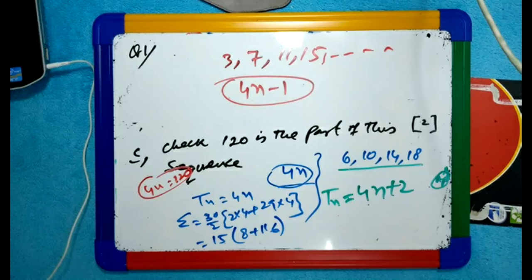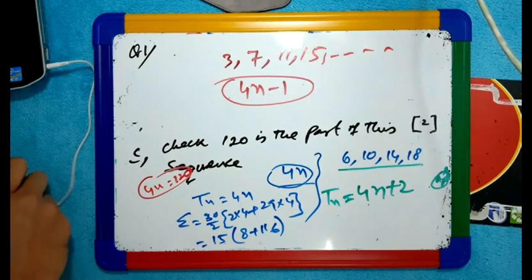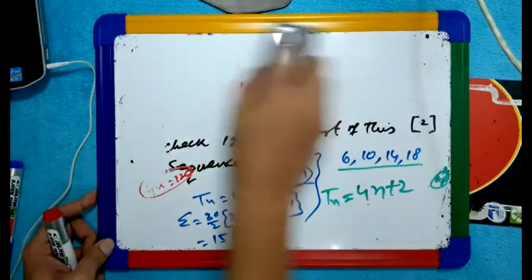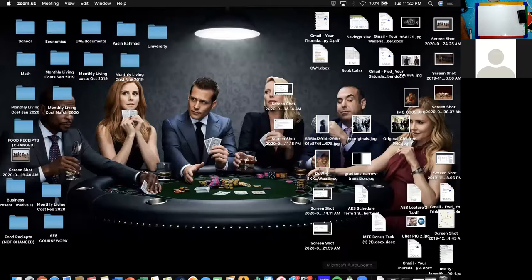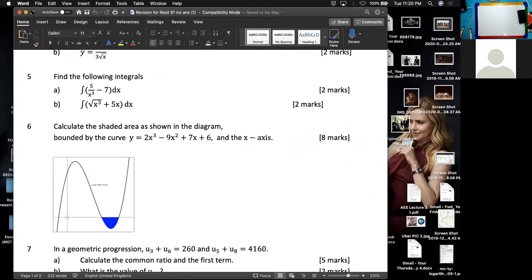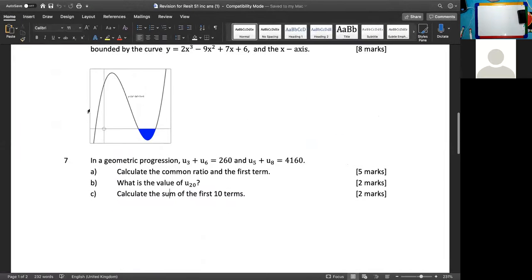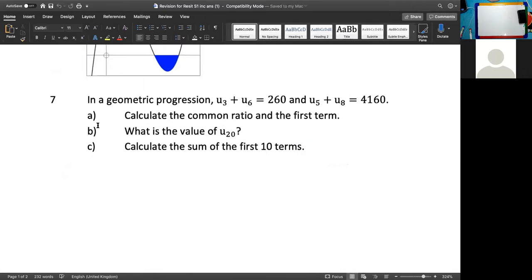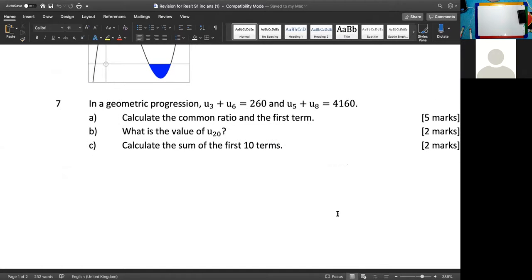Sir, can we solve the question that was on the revision sheet? The one that I sent you. Sure, now we try. I just check which question is given in arithmetic. I'll screen share, then you can write it down. Check, question 7. Can you see? Yes, I can see.